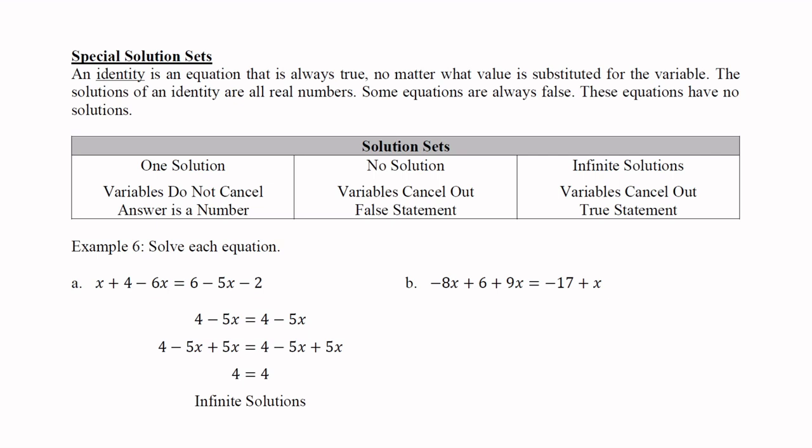In B, we're going to combine our like terms on the left-hand side. So we get x plus 6 equals negative 17 plus x. Subtract x from each side, and that leaves us with 6 is equal to negative 17, which is not true. They are not equal, so therefore we have a false statement and no solution.